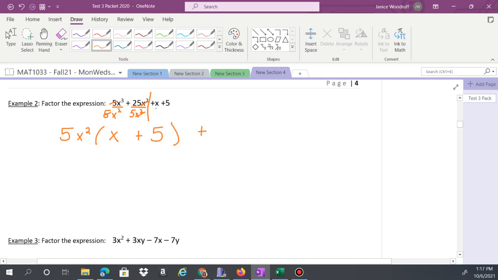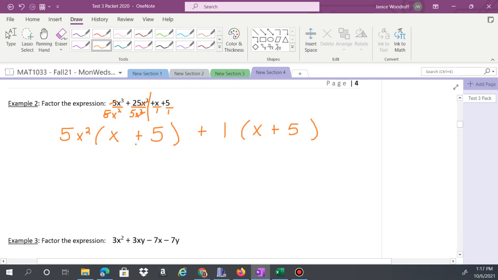Nothing, right? Okay, if that happens, here's what you're going to do. Just take a 1. If I take a 1 out, I'm left with x plus 5. As long as these two are the same, that's okay. Then we factor out the x plus 5.